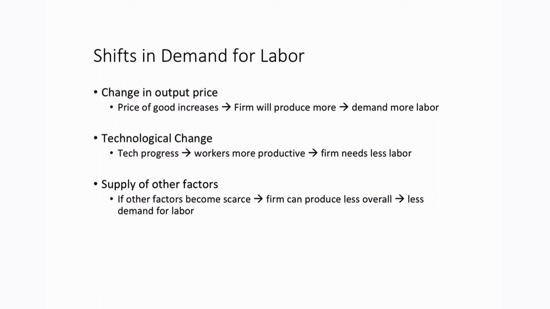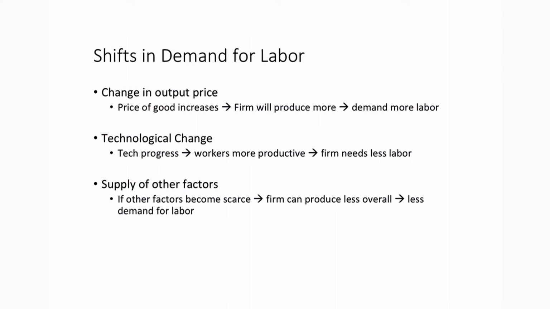Secondly, technological progress. With technological progress, each worker becomes more productive. Therefore, the firm needs to hire fewer workers overall to produce the same amount, and therefore their demand for labor will decline. And lastly, the supply of other factors. If other factors, such as natural resources or capital, become scarce, then overall the firm can produce less, and therefore it will have less demand for workers and less demand for labor.